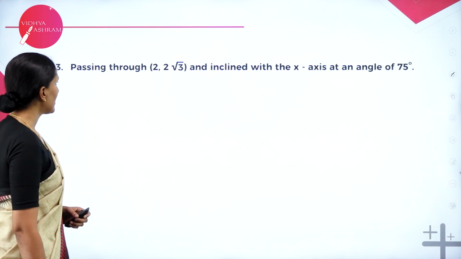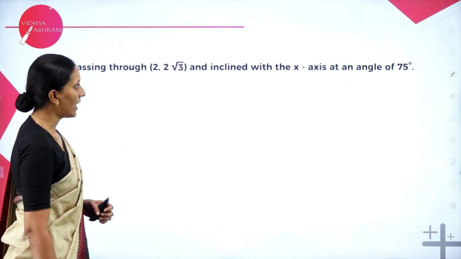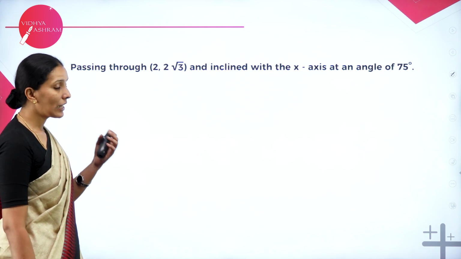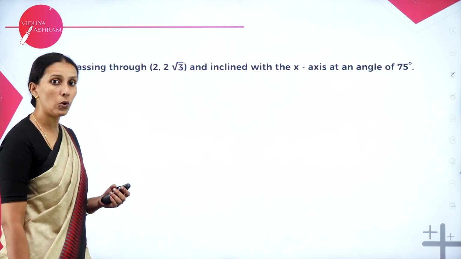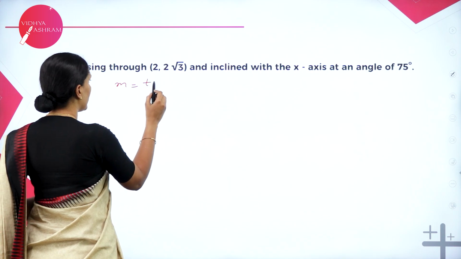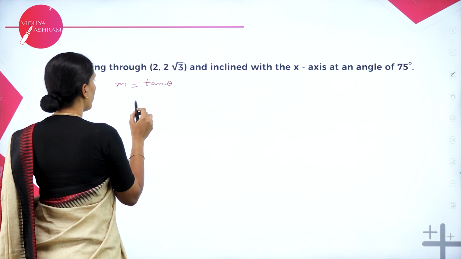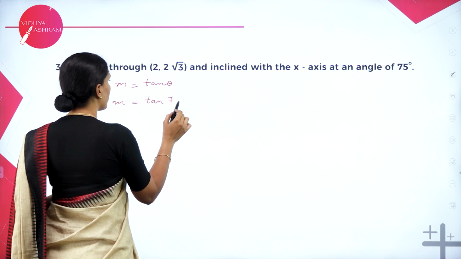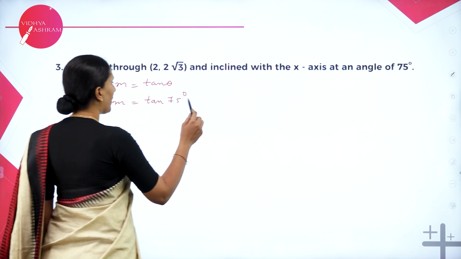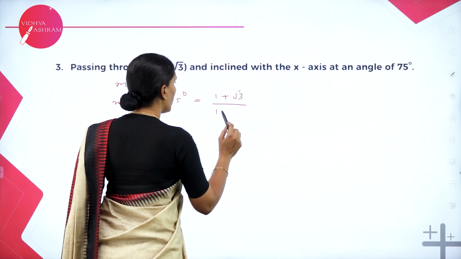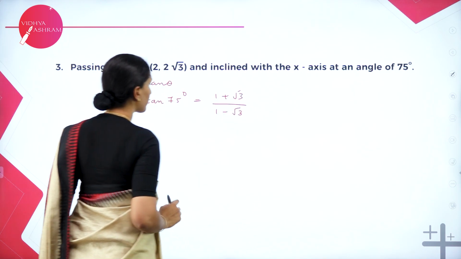Next one, passing through (2, 2 root 3) and inclined with the x-axis at an angle of 75 degrees. So when an inclination is given, we can find the slope of the given line by using m is equal to tan theta. So we have m is equal to tan 75 degrees. The value of tan 75 is (1 plus root 3) divided by (1 minus root 3).